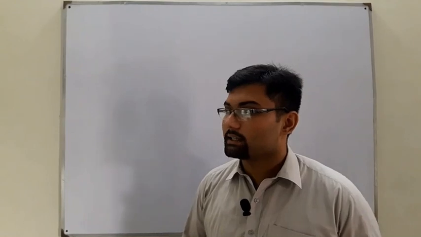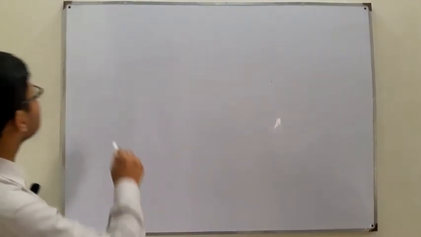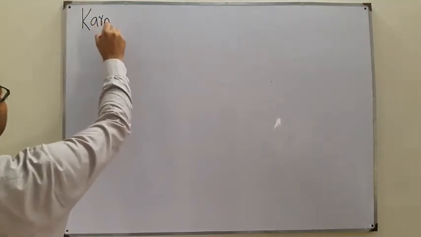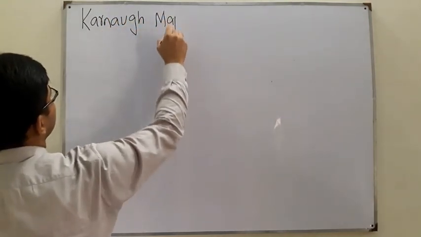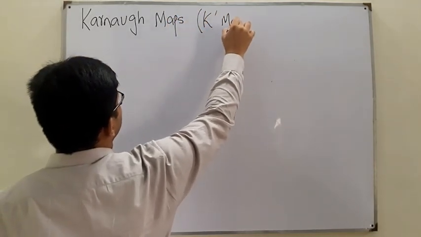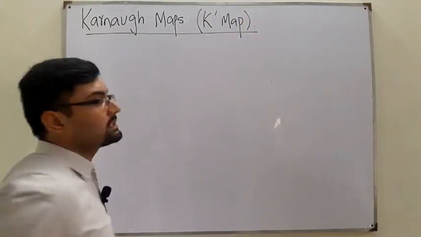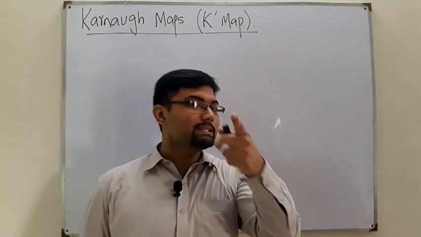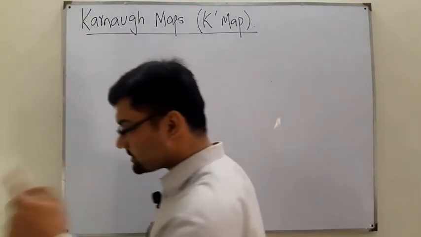Alright, and the next in the sequence is what? It's Karnaugh maps. So our topic today is Karnaugh maps. In short, it's called the K-map. That's the next topic that we'll be studying. It's a very interesting topic, okay? What is this K-map? Anybody of you have an idea? You don't have it, okay?